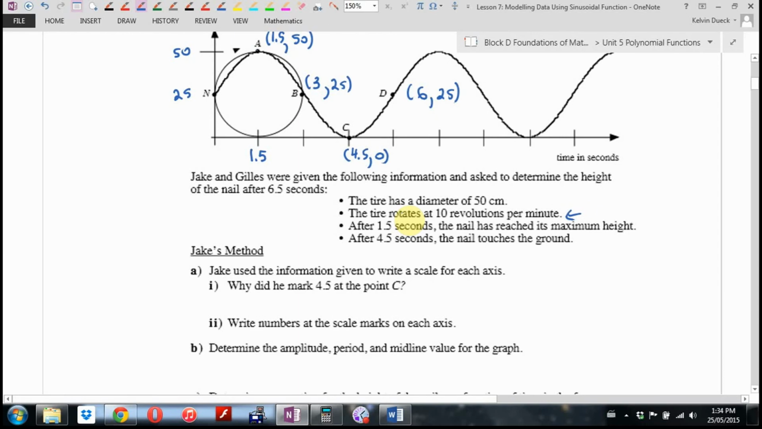What's the amplitude of this? It's not 50. I've got to be fussy, because remember, here is my midline. I'm a little bit too high. Let me try that a little better. Here is the midline. The amplitude isn't 50. How high and how low are we going from the center? What's the amplitude? 25.